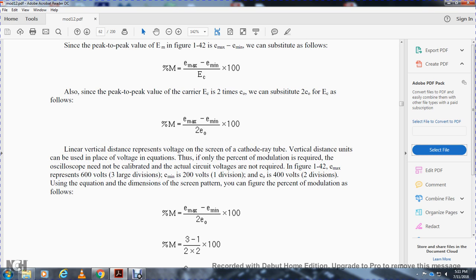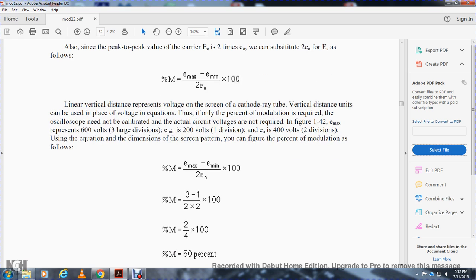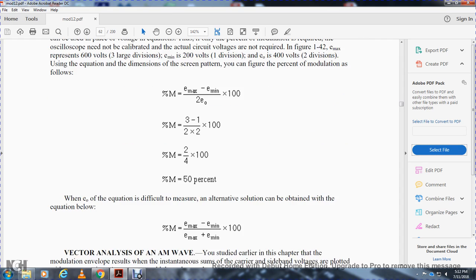The linear vertical distance represents the voltage on the screen of the cathode ray tube. Vertical distance can be used in place of voltage in the equation. Thus, the oscilloscope only needs to be calibrated to determine percent of modulation. Actual circuits are not required in Figure 142. The voltage maximum is represented as 600 volts with 3 large divisions, and the voltage minimum as 1 division, with EO at 400 and 200 volts per division. Using the divisions in the screen pattern, the percent of modulation equals 3 minus 1 over 2 times 100, or 50%.